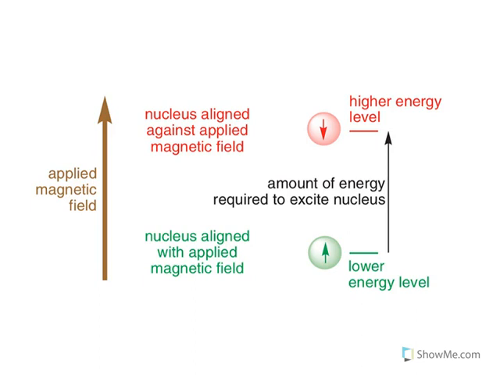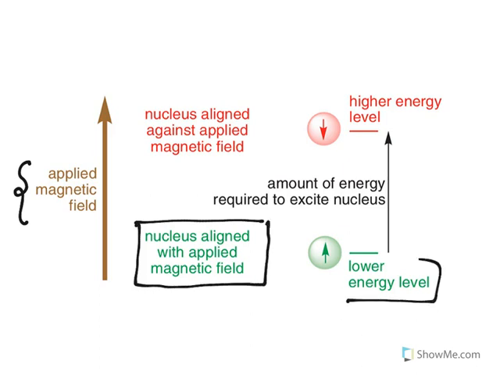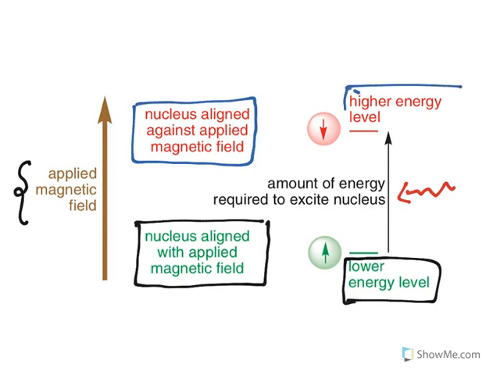Now what happens is, when you apply an external magnetic field, the nucleus will be aligned with the applied magnetic field because it is of lower energy. When you provide a certain amount of energy in the form of radiation, the nucleus aligns against the applied magnetic field, which is a higher energy level. That is the reason why it needs external energy in the form of electromagnetic radiation.